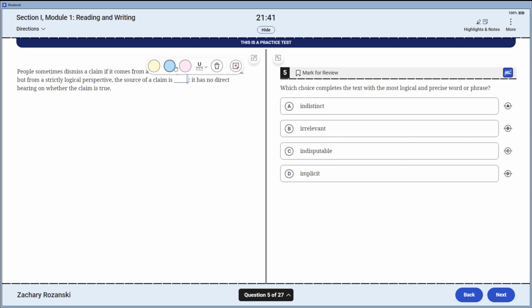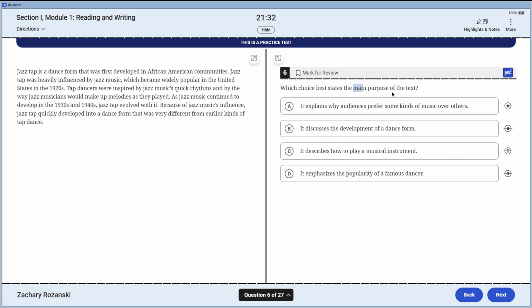I look to this one. This colon is going to obviously give me my explanation as to how to define this word. No direct bearing. I go for my answers, and irrelevant would be no direct bearing. I've got a main purpose of the text.